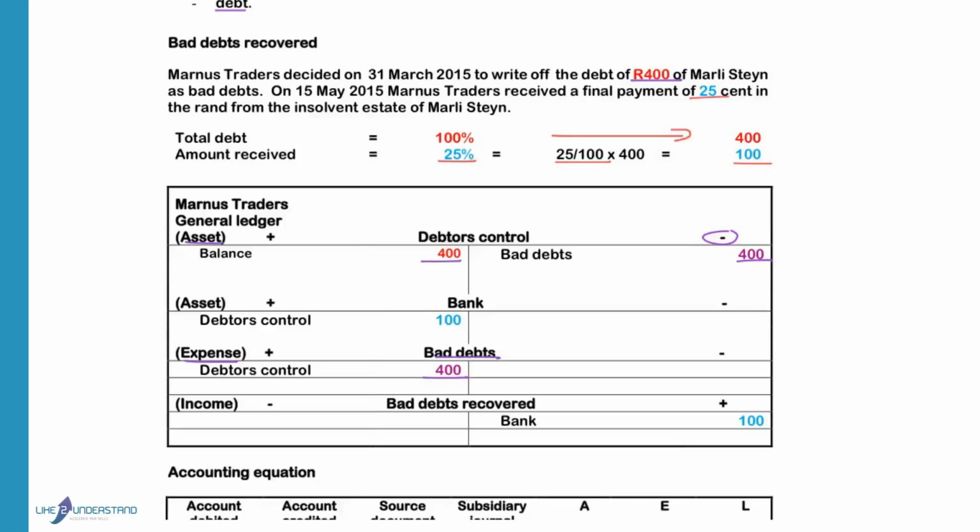The bank is debited to increase the money in the bank, and the income is created to increase income on the credit side with the amount received.